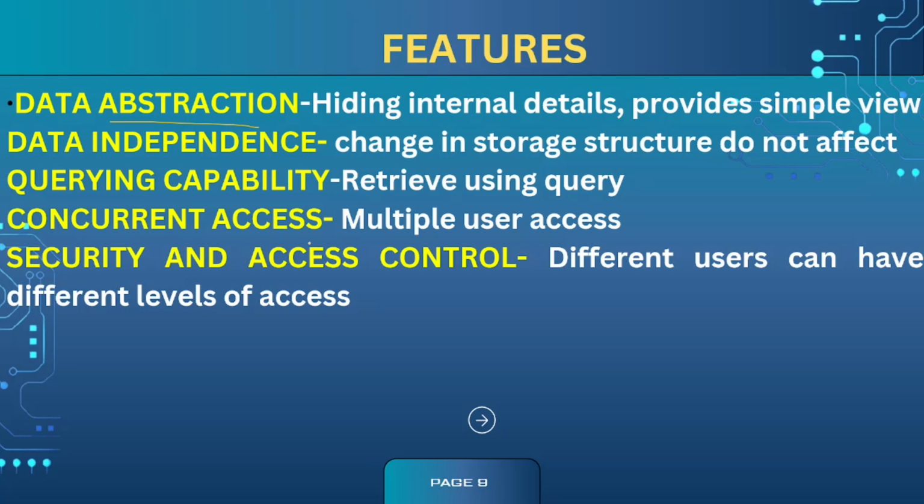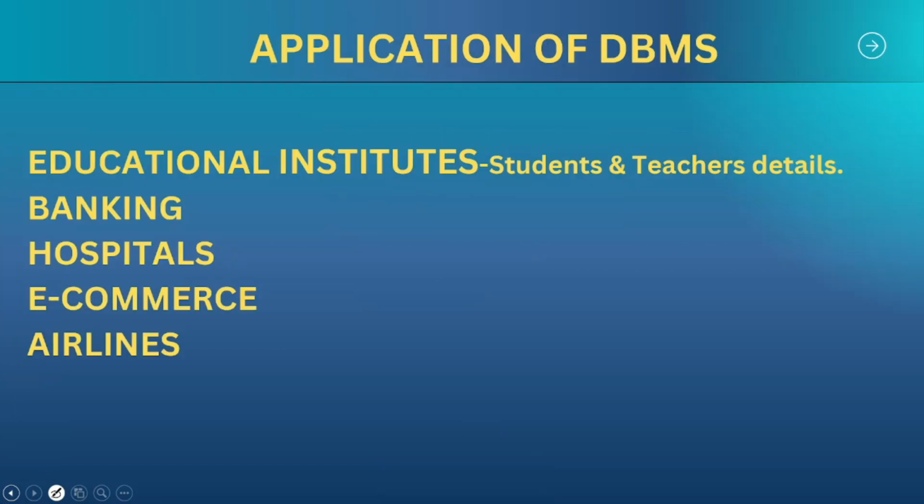And concurrent access. So multiple users can also access the database. And security and access control. You can provide security for different access levels. For example, if I want to change the complete database structure, only the DBMS person, whoever has the technical knowledge, can access it, and they give control to the users. So that much access facility you can give in the DBMS. So these are the features of DBMS.